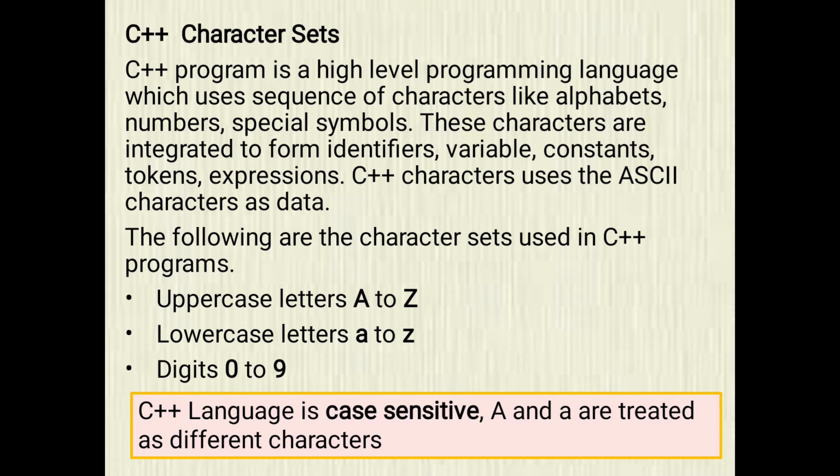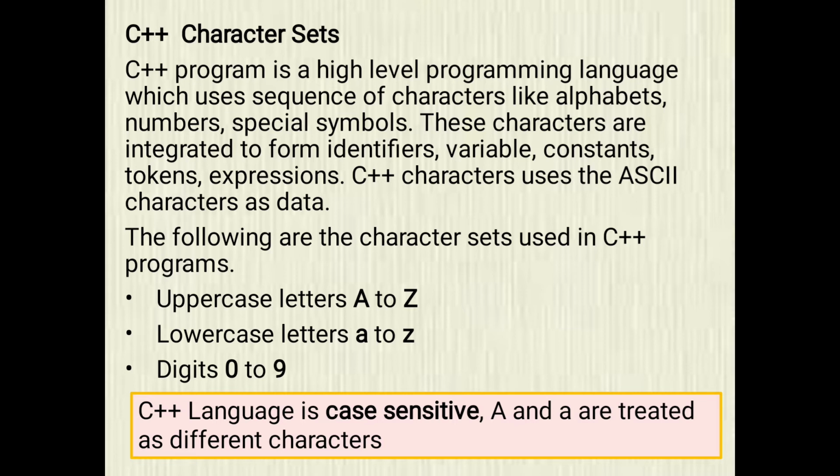So if you have not watched the video where I've discussed about the ASCII key codes, okay, please go and watch those videos. Okay, so the following are the character sets used in C++ program. That is the uppercase letters, that is uppercase alphabets, capital A, the lowercase alphabets, small letter a, and then the digits 0 to 9.